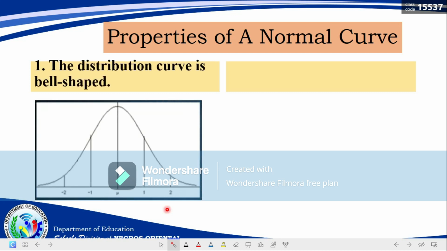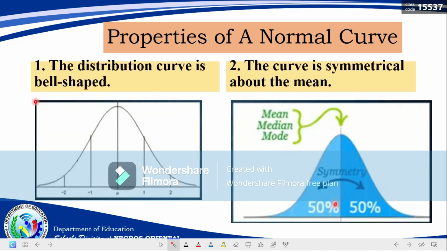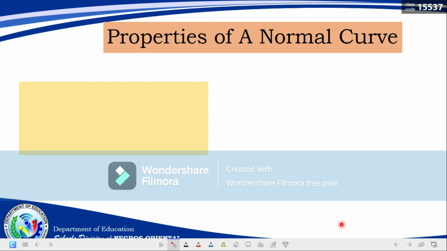Now let us proceed to the properties of a normal curve. The distribution curve is bell-shaped. Take a look at this. This is our mean, and we have here 1, 2, then -1, -2. The curve is symmetrical about the mean. If this is a paper and you fold it, it will coincide. So it shows here that the mean, the median, and the mode are equal, located here at the very center.